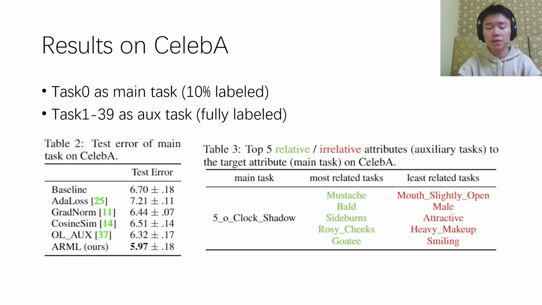And here are the results. It seems our algorithm can actually learn better task weights and get better generalization. Also, we list the top 5 relevant auxiliary tasks found by our method, and also the top irrelevant ones. The task relationship learned by our algorithm also matches human intuition.